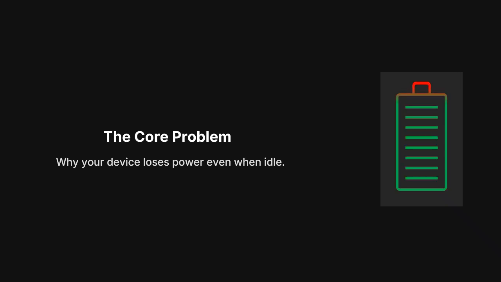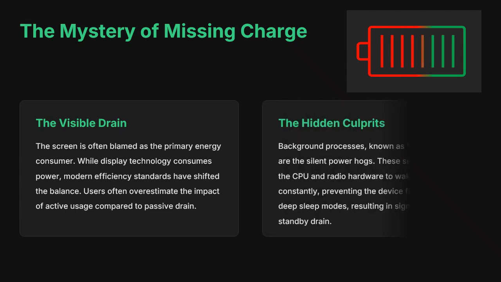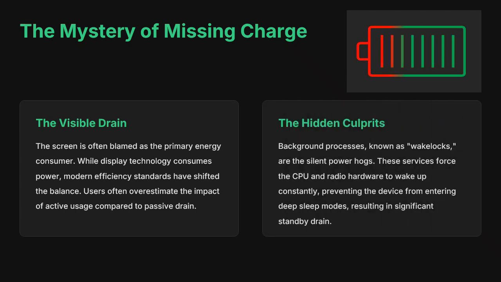The mystery of missing charge. We can categorize battery usage into two types: the visible and the hidden. The visible drain is what we see: the display, active video playback, or gaming. But the real problem is the hidden culprits. These are wakelocks, background services that aggressively force the CPU and radio hardware to wake up constantly, preventing your device from ever entering that crucial, low-power deep sleep mode.